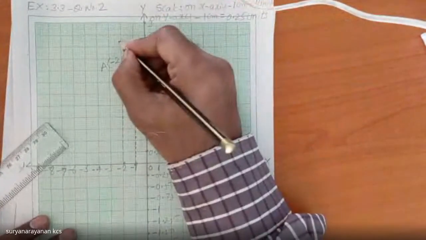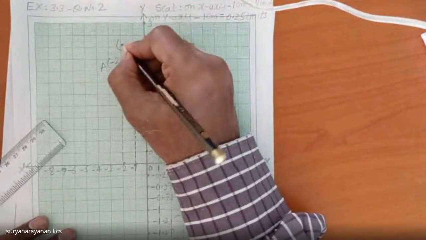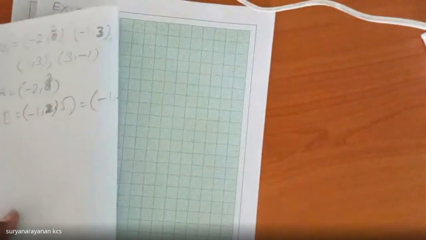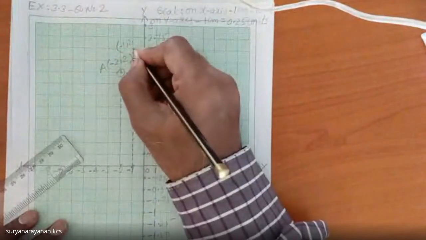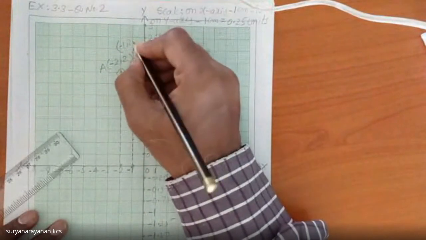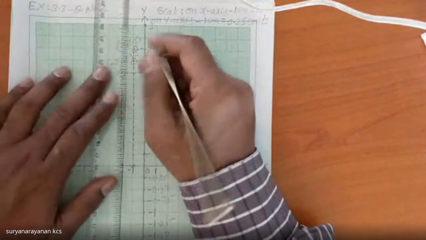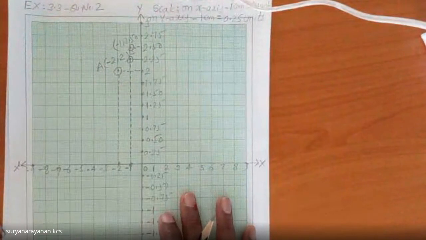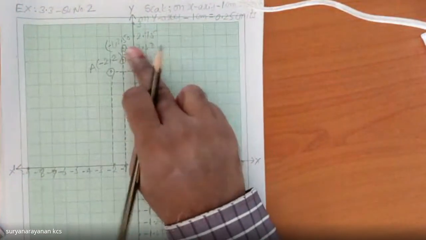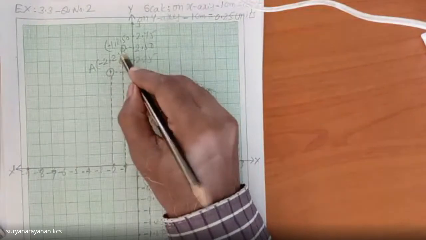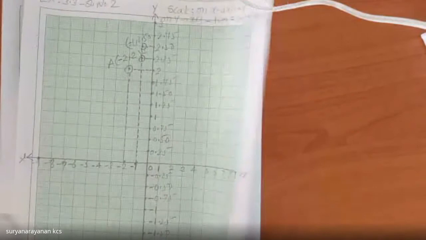Okay, my children. Minus 1 comma 2.5. Okay. Have you marked 2.5 on y-axis? Yes, sir. Have you all marked 2.5? Yes, sir. Marked. Now take the next point.